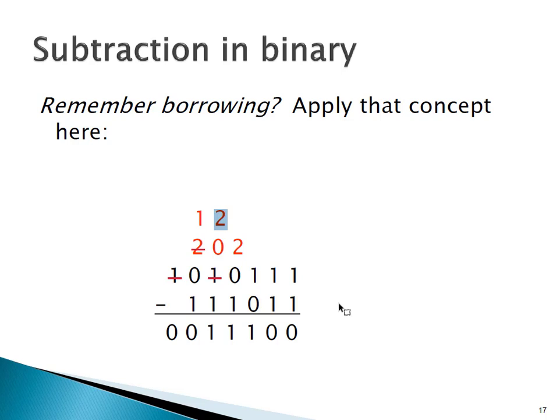Same concept with base 3, same concept with base 4, and all of the other bases. Only in base 2 when you borrow, you're moving 2 units across. In base 3 you'd get 3 units. In base 4 you'd get 4 units. So only in base 2 you're getting 2 units here. In base 10 you'd get 10 units, and you're used to base 10.